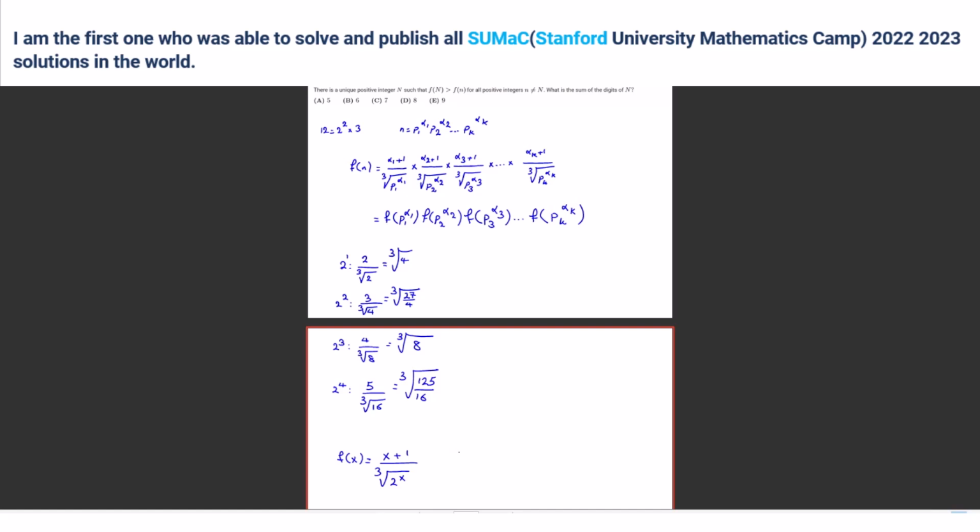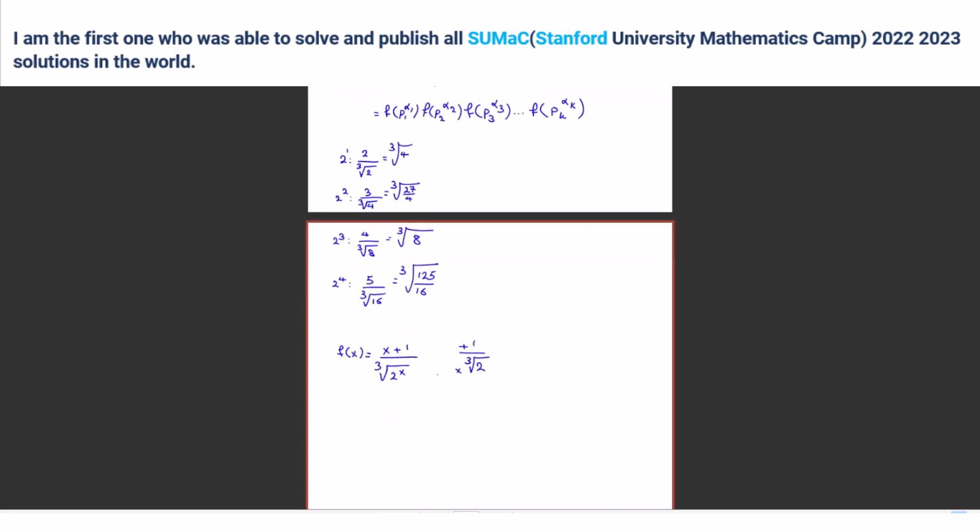So f of x plus 1, what happens? We say this one plus 1, this one times what? Times cube root of 2. Yes, that's right, cube root of 2. So you add plus 1 in the numerator and multiply this. So it is, for example, a over b. Then you want to check it with this b, right?